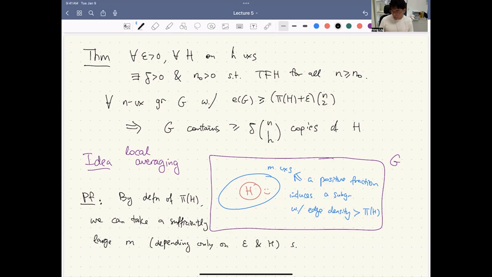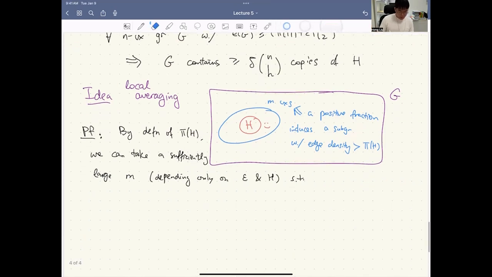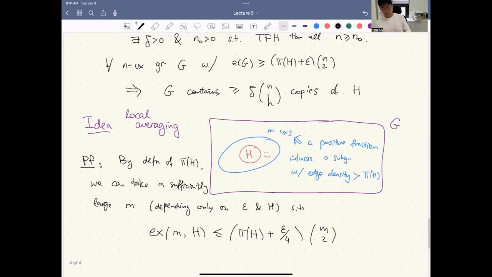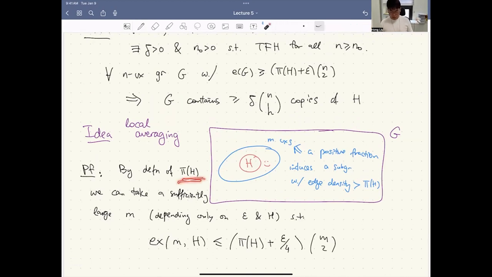And maybe on H, such that the extremal number of MH is at most pi of H plus epsilon over 4 times M choose 2. That's the definition of these, right? When n gets sufficiently large, the extremal number cannot go much above pi of H. And notice that this M, as I said, is constant, independent of n. It only depends on epsilon and H. And this will be the size of the local set we're going to pick. Now we need to show that a positive fraction of them satisfy this.